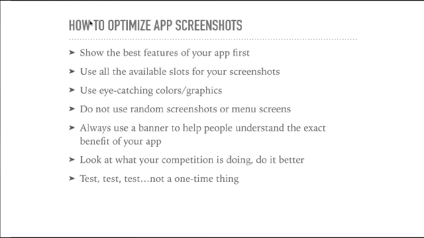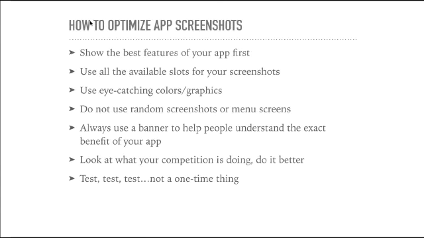Next is to use eye-catching colors and graphics. And don't use random screenshots or menu screens. I see that a lot also. People just use a screenshot of their main screen, and that tells me nothing about what the app does or why the app is awesome. So in order to show people why your app is awesome, always use a banner to help people understand the exact benefit that screenshot is showing.